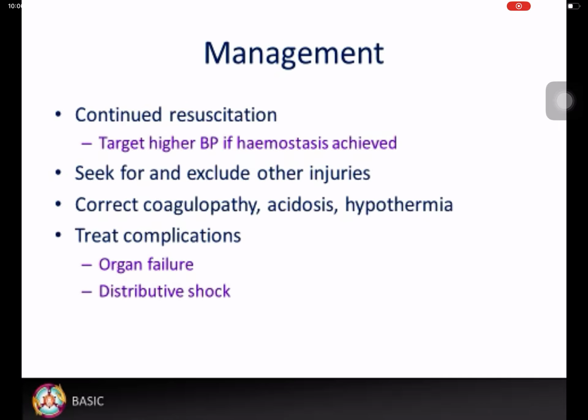ICU management includes continued resuscitation, correction of coagulopathy, acidosis and hypothermia, all of which contribute to further bleeding, and treatment of complications. Although hypovolemic shock must always be considered in trauma patients, distributive shock may occur in the later phases due to a systemic inflammatory response.